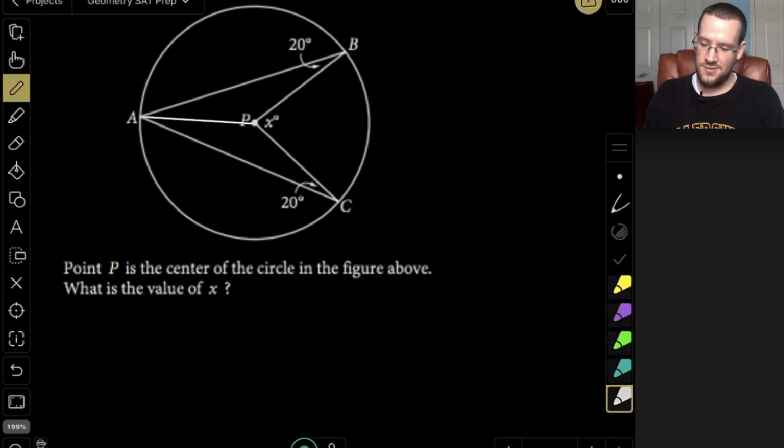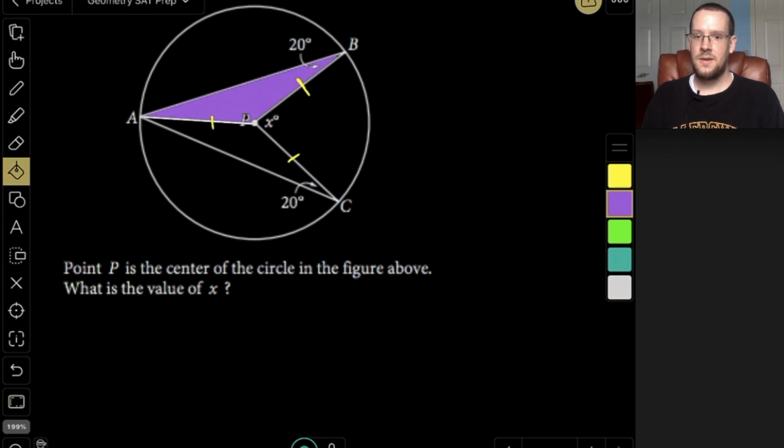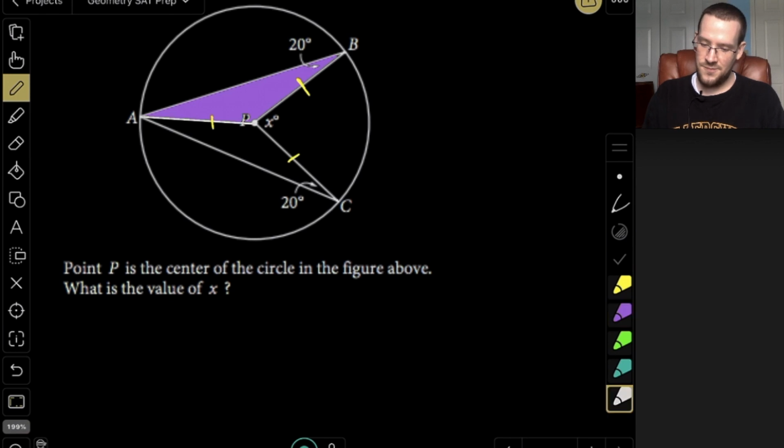Watch this. This is a radius, PB is a radius, so it's the same. Also, these are the same. And now, when I consider just this triangle here in purple, it's an isosceles triangle. And what do we know about isosceles triangles? Well, the base angles are congruent. So angle A is 20. And that means that on this side will also be 20.